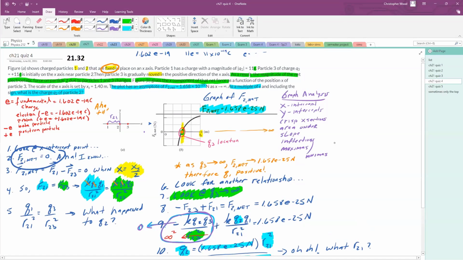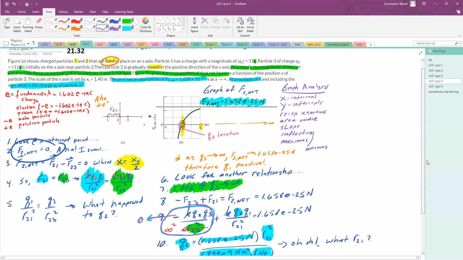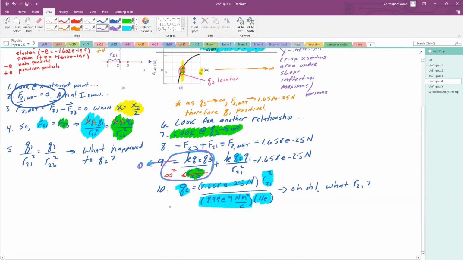But fortunately, I have step 5 that I think I might be able to draw on. All right, so then number 11. Back to step number 5. In step number 5, I have R21 squared equals Q1 over Q3 times R23 squared.